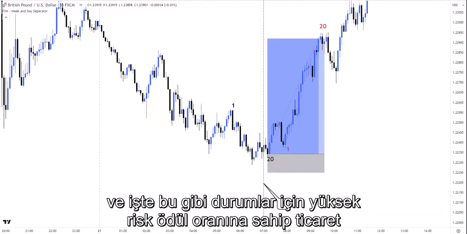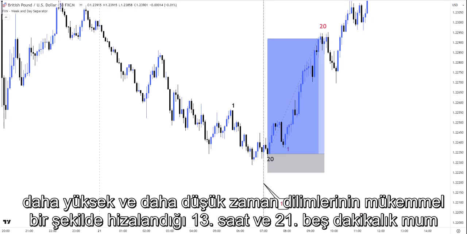And here's the trade with high risk-reward ratio for the cases like this, where higher and lower time frames are aligned perfectly, 13th hour and 21st 5-minute candle.